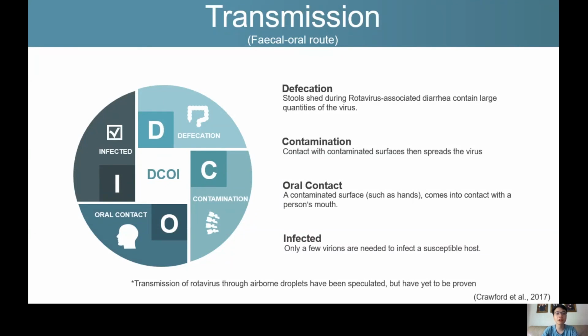I will now be presenting on the transmission of rotavirus, which is mainly through the fecal-oral route. The transmission of rotavirus starts with defecation, where stools shed during rotavirus-associated diarrhea contain large quantities of the virus. Any surface that comes into contact with these stools, including your hands or the toilet seat, becomes contaminated, and this contamination can spread from surface to surface until finally a contaminated surface reaches a person's mouth and the person becomes infected. Transmission of rotavirus through airborne droplets has been speculated but has yet to be proven.